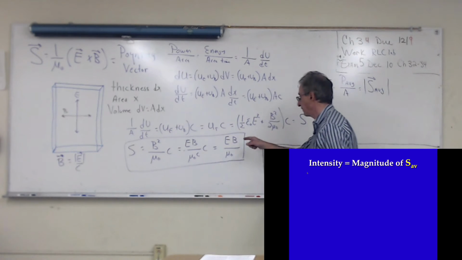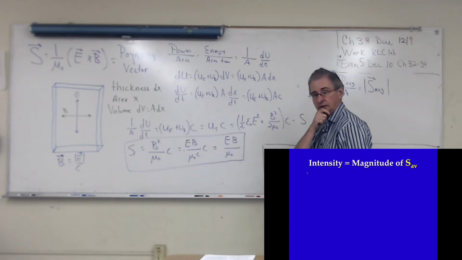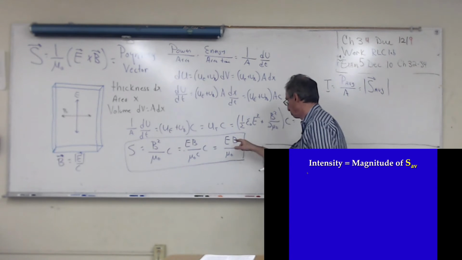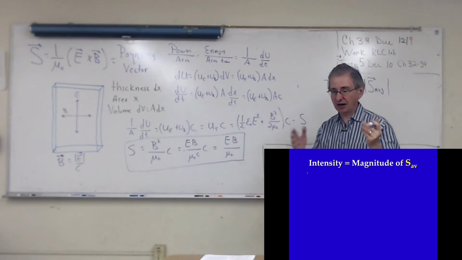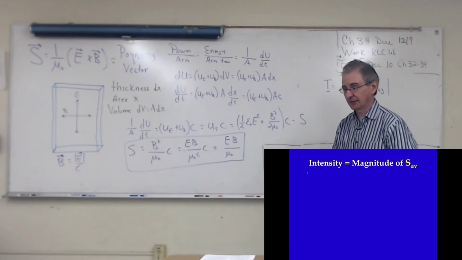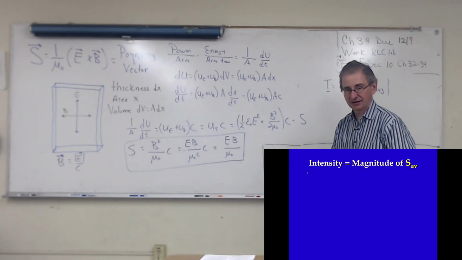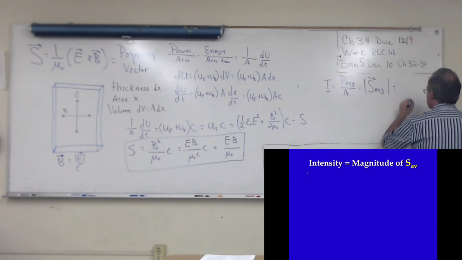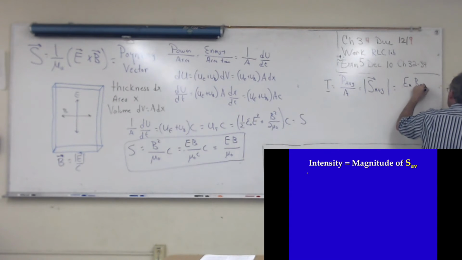Now, if I take the average of this function, E has a cosine term, B has a cosine term. We're going to take the average of cosine squared. What's the average of cosine squared over a period? 1/2. And so this is going to be equal to E max, B max, over 2 mu naught.